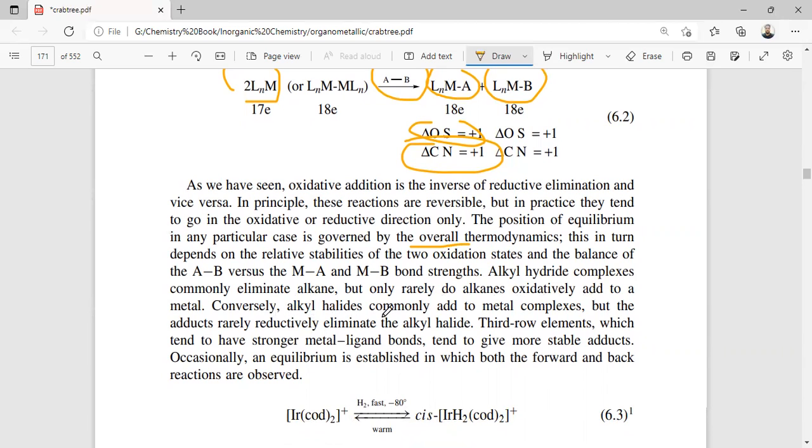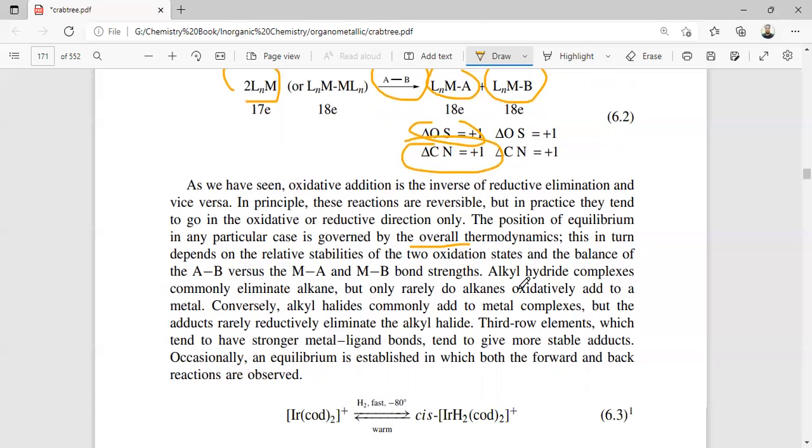Conversely, alkyl halides commonly add to the metal complex, but the adducts rarely reductively eliminate the alkyl halide. So alkyl hydride complexes commonly eliminate the alkane. Here the alkane molecule is reductively eliminated from the metal. The elimination of alkane favors the reaction in the reductive elimination direction, but the oxidative addition of alkane does not happen. It is not a thermodynamically favorable process. That's why only the reductive elimination to form the alkane is happening.